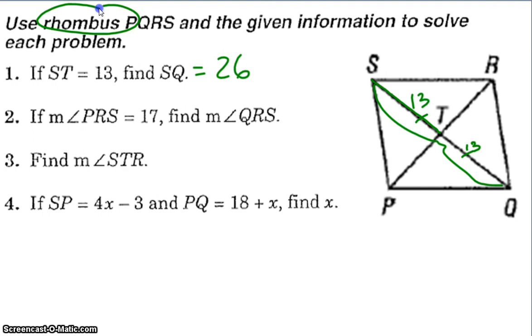In the second one, I know that PRS is 17 degrees and it wants to find QRS. Well, again, I know that the diagonals bisect opposite angles, so I know that this angle is also 17 degrees, giving me a measure of 34 degrees. In number 3, it doesn't give me anything, but it's asking me to find an angle that is formed by the perpendiculars intersecting, and I know that the diagonals are perpendicular bisectors of each other, therefore the angle must be 90 degrees.